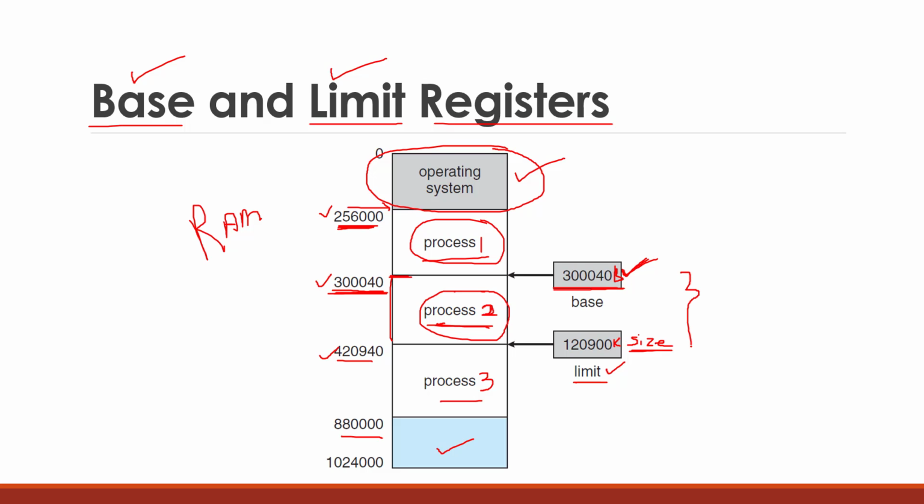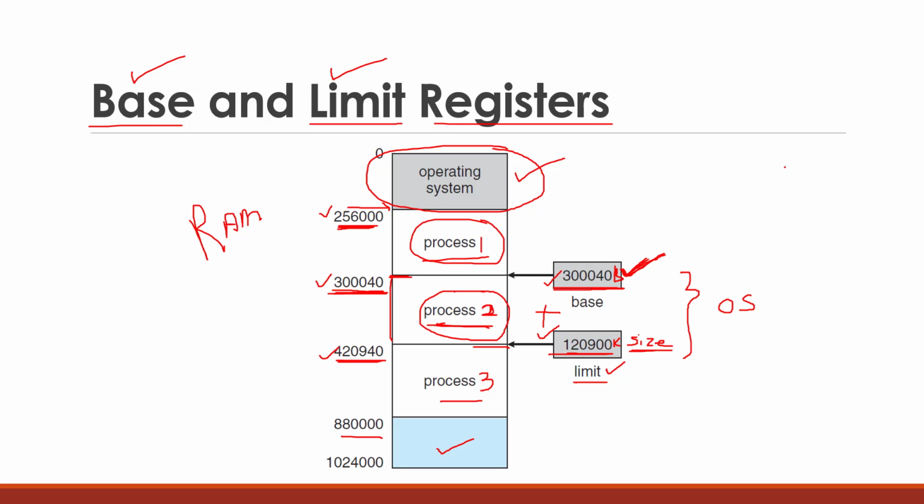By knowing these two things, the operating system can easily understand where this process is starting and where this process is ending. Now we know where it is starting, fine, but how would the operating system know where it is ending? Because we know the size of this process. If we add these two, we can get the end address of the process, right?